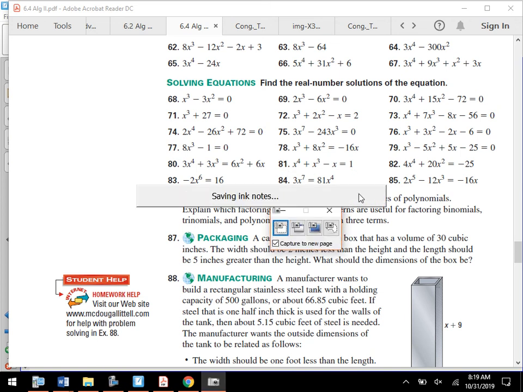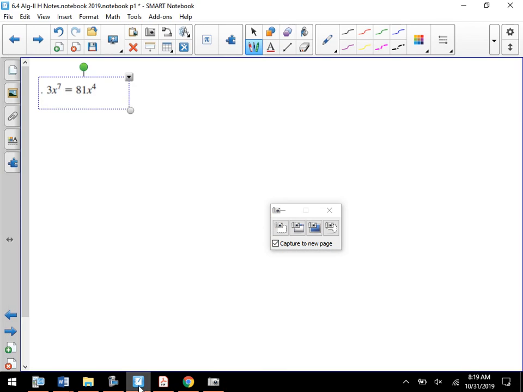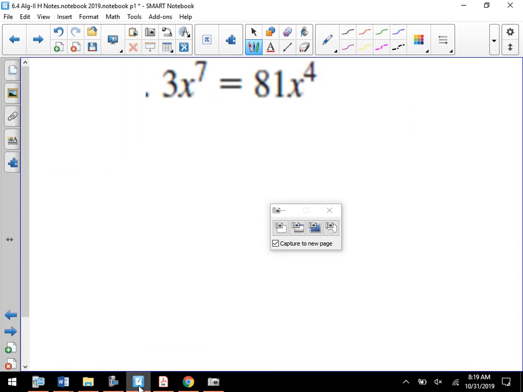That's good, Sarah. All right, go this one. That's not a point. That's not a point, it's just 3. 3x to the 7. Get your zeros, please and thank you.